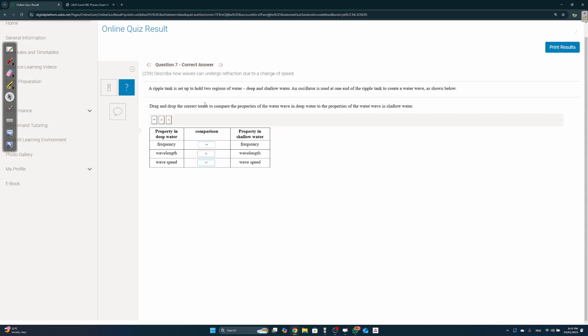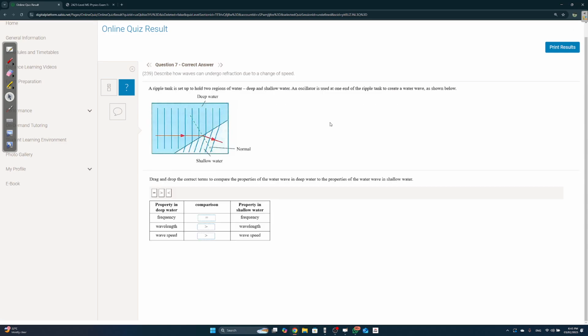Question 7. A ripple tank is set up to hold two regions of water, deep and shallow water. An oscillator is used at one end of the ripple tank to create a water wave as shown below. So you need to know one thing. When you have different depths of water, refraction of the wave occurs. What do you need to know? You need to know that when you go from deep water to shallow water, how do you know this?